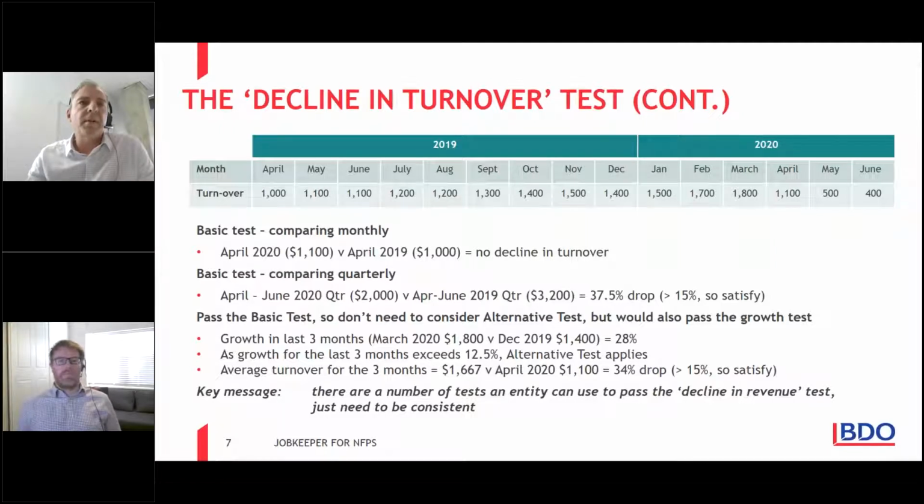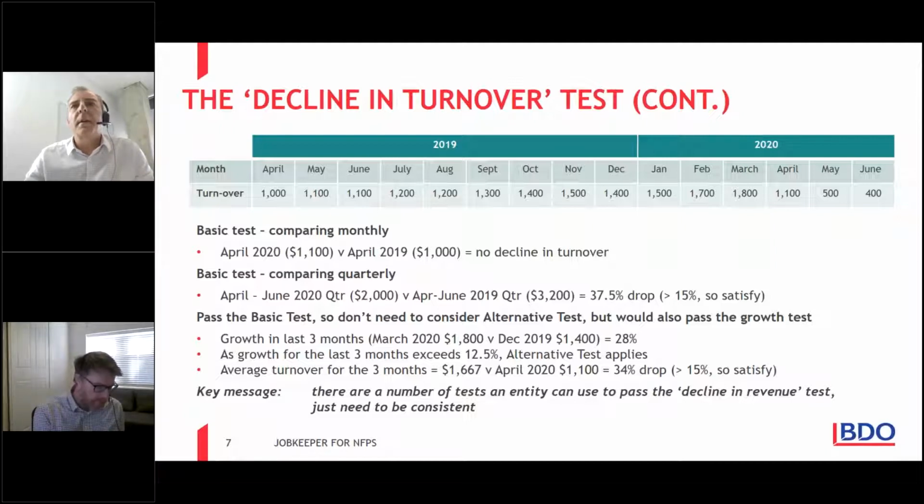If I just look at a basic test and just compare months, when I look at April 2020 to April 2019, I'm comparing $1,100 to $1,000. That's not a 15% decline in revenue. And so I'd say, oh, I actually don't pass. I'm not eligible for JobKeeper. But you can't just stop there. If there's a key message I'd like everyone to take away from here, it is there are so many different ways you can do this test. You might be surprised that you do actually pass.